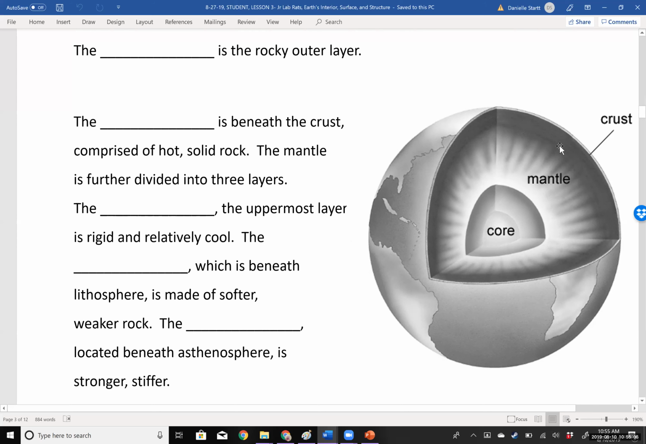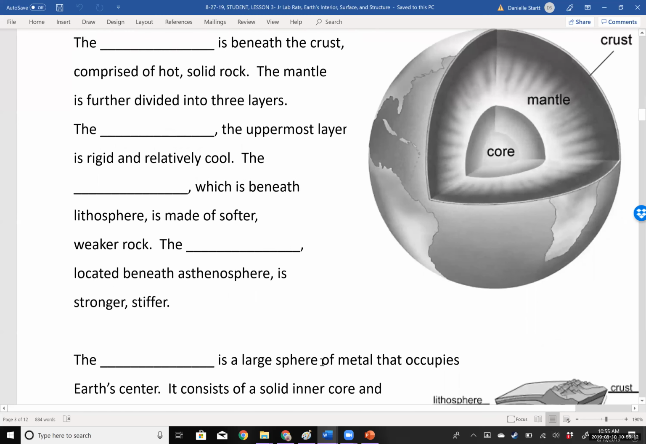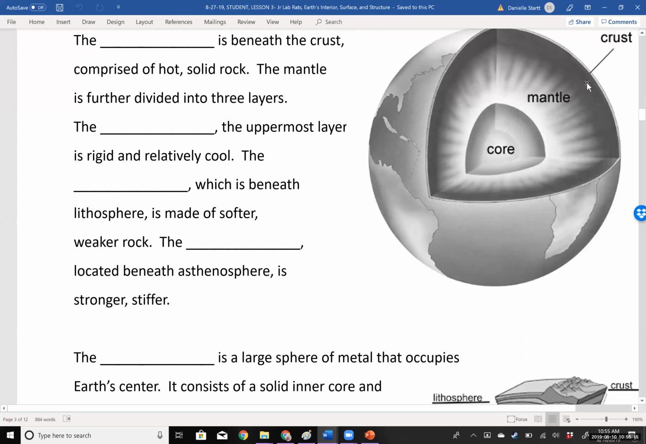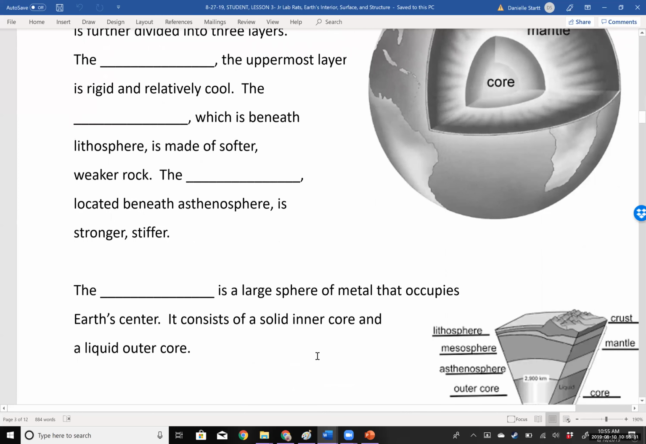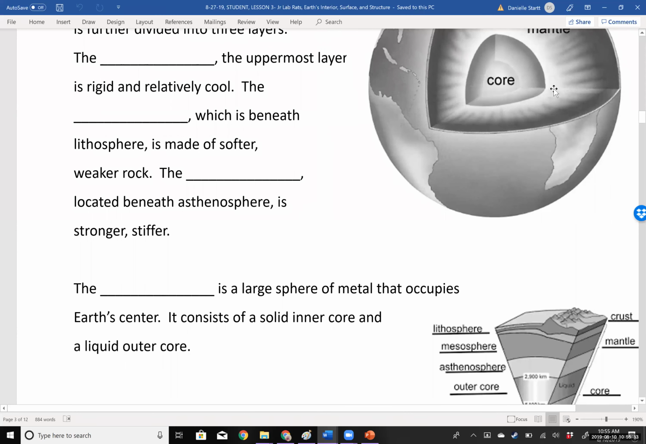So we've done a top layer. Now we're doing a middle layer. And the blank, located beneath the asthenosphere, is stronger and stiffer. So we have 1, 2, and 3 layers: outer, middle, and most inner. And those are going to go in the order of 1, 2, and 3. And then we're going back on, so we've done crust and we've done mantle. So the blank is the large sphere of metal that occupies Earth's center. It consists of a solid inner core and a liquid outer core.